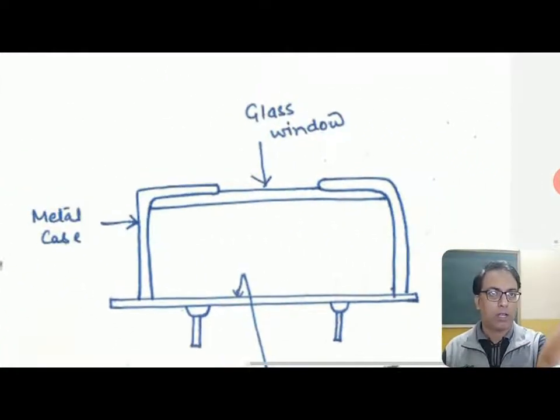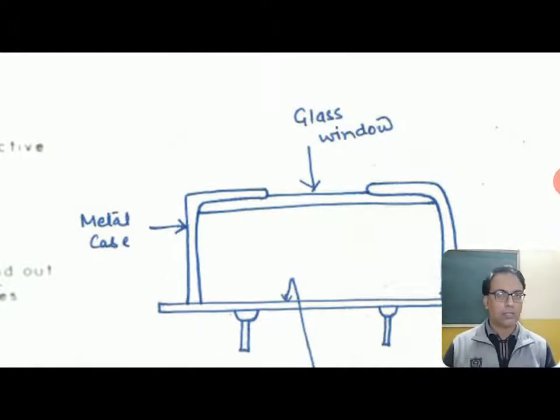The side view is something like this. That was a top view, and this is a side view. There is a glass window from where the light enters, to encounter the photoconductive material.